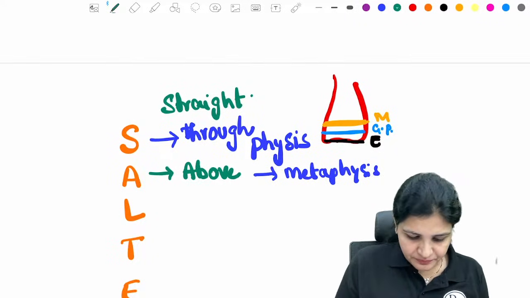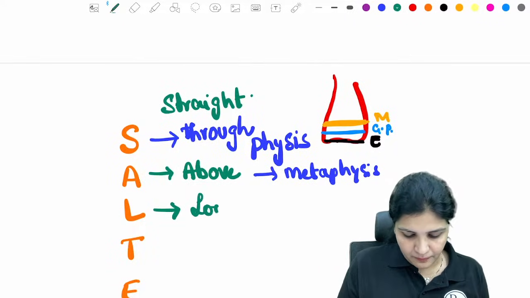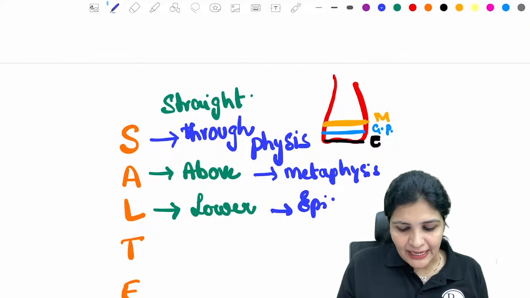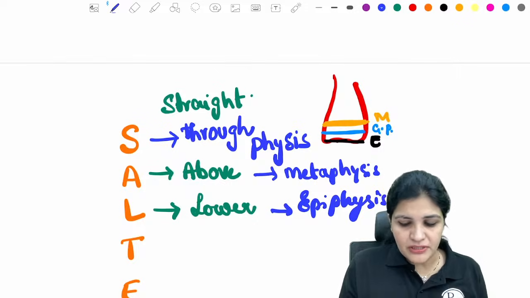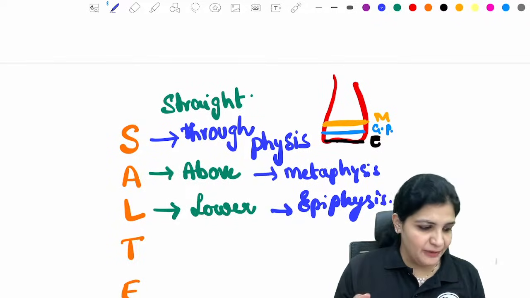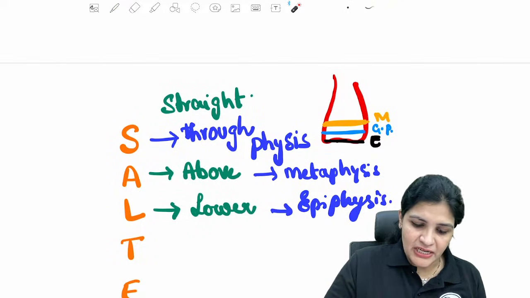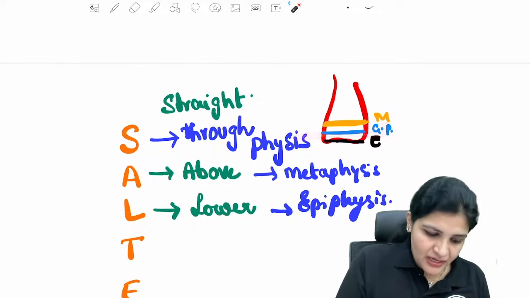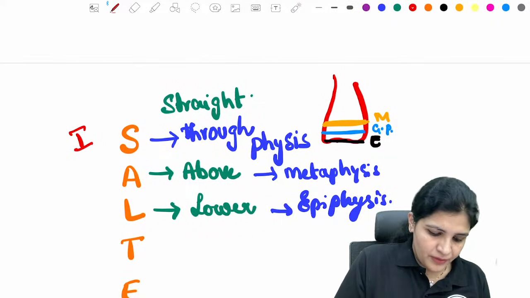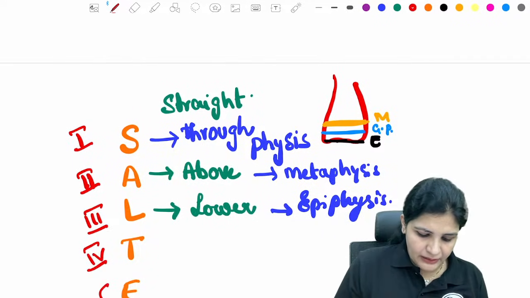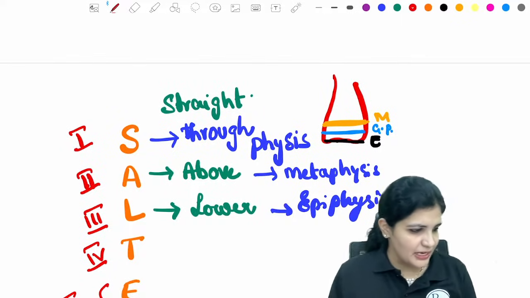And then next is L, which is lower, and the lower one includes the epiphysis. So what is below the growth plate? It is the epiphysis. If the fracture is only through the growth plate, that means it is Salter-Harris type 1, right? So now we know this is type 1, type 2, type 3, type 4, and this together is a crush injury which is type 5.